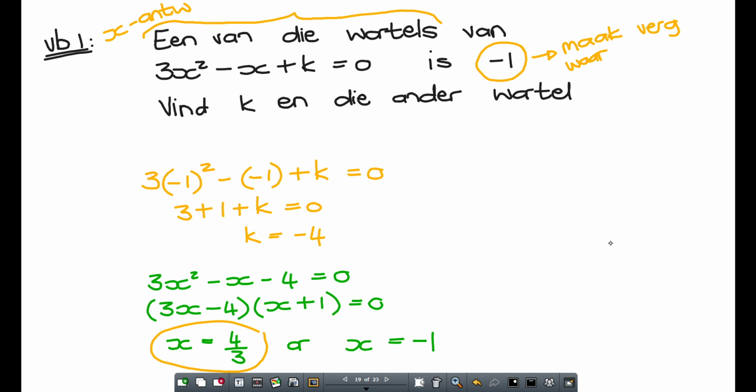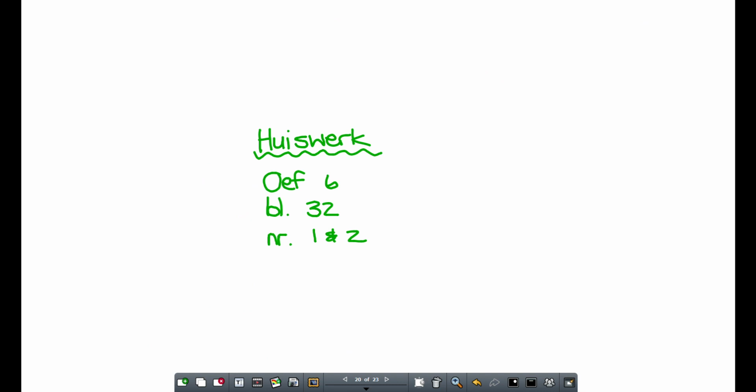Right. Kyk gou, jou huiswerk. So your homework is exercise 6. You're going to do number 1 and 2. By nommer 1 is daar 1.1 en 1.2. En dan by nommer 2 is daar ook 2.1, 2.2. Soos net 4 sommetjies. Julle kyk gou hier. Dis hoe lank my stukkie is. Is baie min, hoor? Okay, you guys can get started on that.